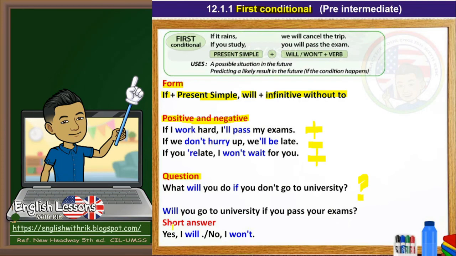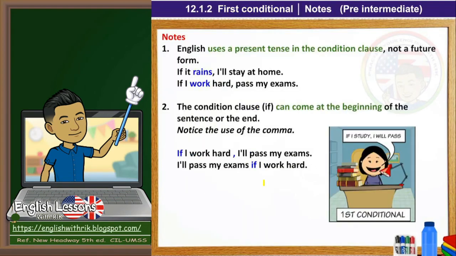Short answer. Will you go to university if you pass your exams? Yes, I will. Or? No, I won't. Notes. English uses a present tense in the condition clause, not a future form. If it rains, I'll stay at home. If I work hard, I'll pass my exams.